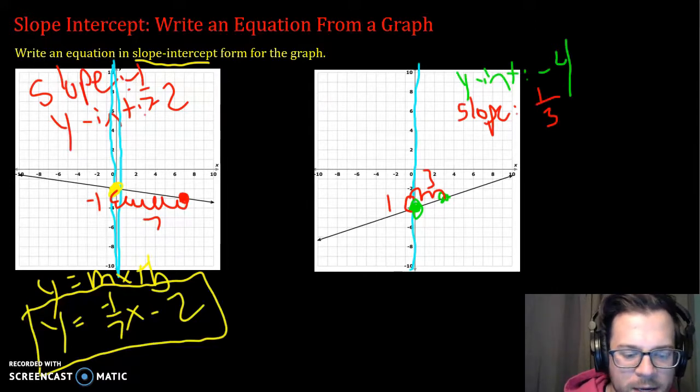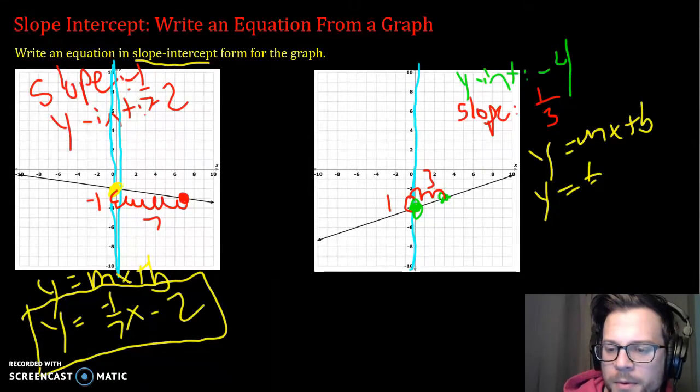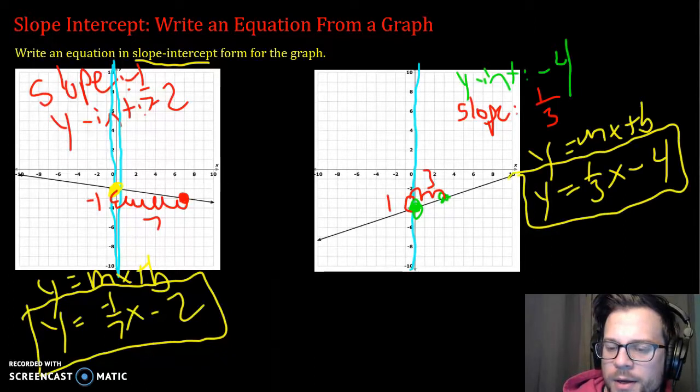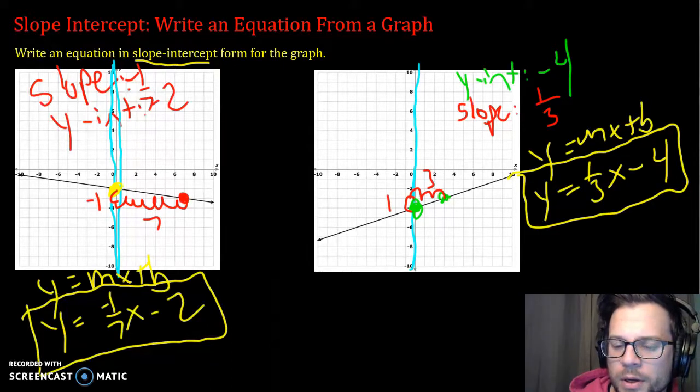So then the same exact type of equation, y equals mx plus b, plug in your m or your slope, and then plug in your y-intercept. And that's it.